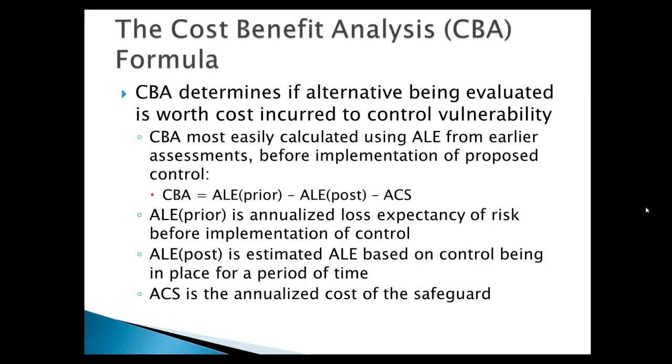In its simplest definition, cost-benefit analysis is whether or not the control alternative being evaluated is worth the associated cost incurred to control the specific vulnerability. While many cost-benefit analysis techniques exist, for our purposes the CBA is easily calculated using the ALE from earlier assessments. Cost-benefit analysis equals ALE prior minus ALE post. In other words, what was the annual loss expectancy prior to putting a control in place? What was the annual loss expectancy after we put the control in place? And then the annual cost of that safeguard.